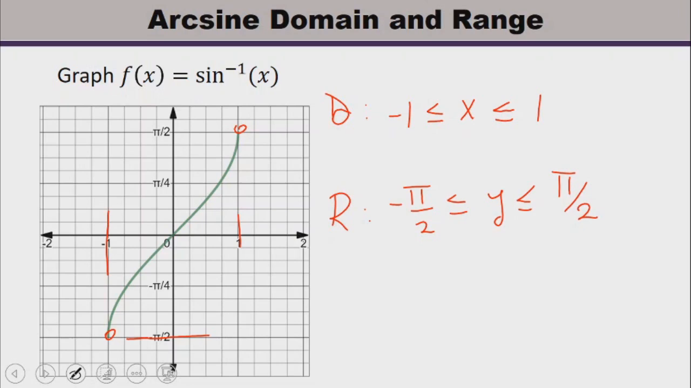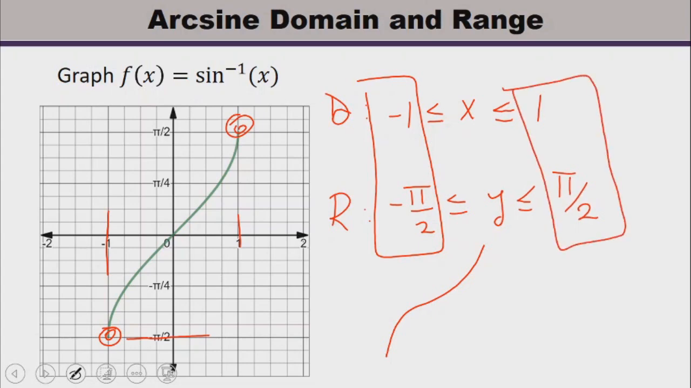And I want you to note the shape of the arcsine. So the shape of the arcsine is something like this. And for this endpoint, we have the minimum value of the domain taking the minimum value of the range. So we have to pair this together. And for this second endpoint, we have the maximum value of the domain, which is 1 in this case, pairing with the maximum value of the range. So we need to remember that when we are graphing any other arcsine function.